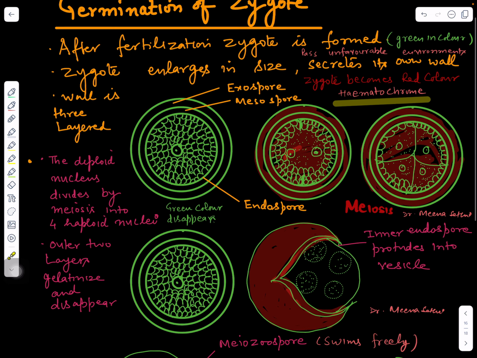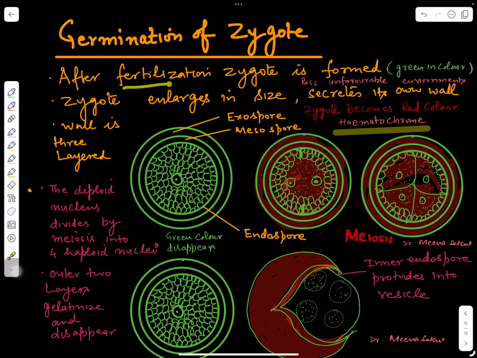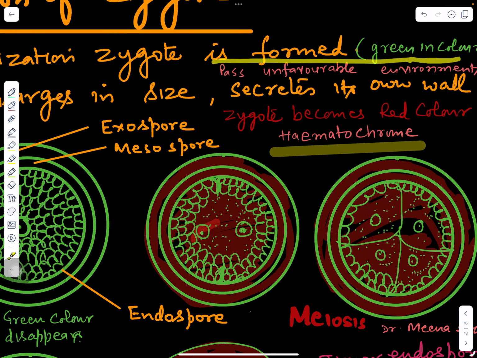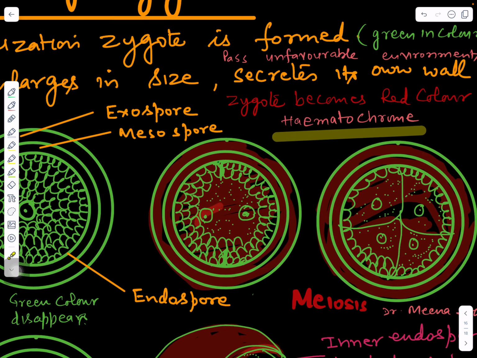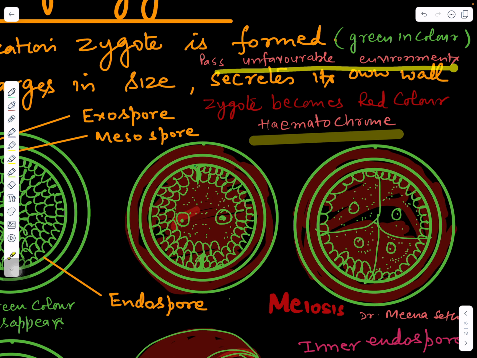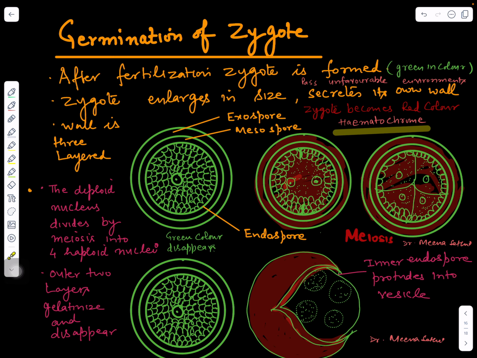We can see here, when fertilization has taken place, the zygote is green in color, right? This is the zygote. It creates a thick wall around itself. So it has a three-layered wall. The outermost is called exospore, this is mesospore and this is endospore. This is cytoplasm and this is the diploid nucleus, right? It passes the unfavorable environmental condition. I mean, when conditions are not favorable, this will just settle at the bottom and will not germinate. And when conditions become favorable, it will start germinating.